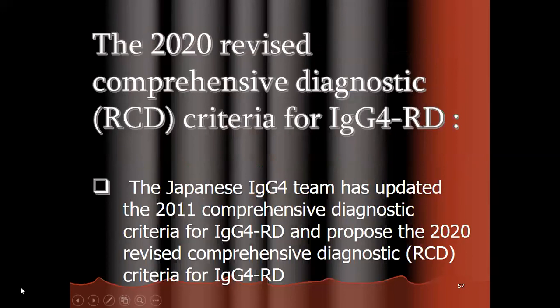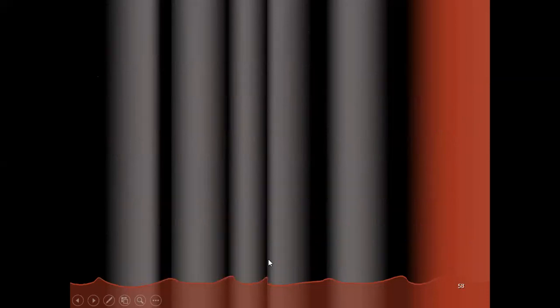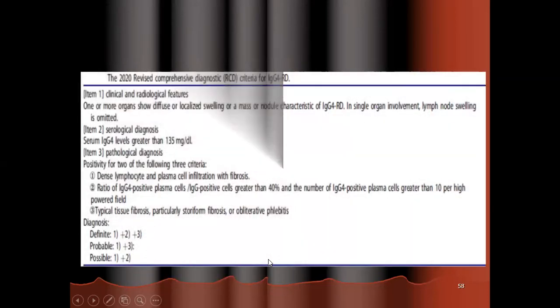اخواننا في اليابان عملوا ايه؟ عملوا ال 2020 revised comprehensive diagnostic criteria، راجعوا الدياجنوستيك كرايتيريا اللي حطوها في 2011. The Japanese team has updated the 2011 comprehensive diagnostic criteria and proposed the 2020 revised comprehensive diagnostic criteria. ايه الكرايتيريا اللي حطوها؟ قالوا 3 items: clinical and radiologic features.